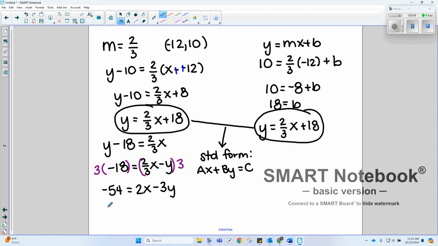Okay. Now, if you don't like the x and y on the right, you could shift it to the other side. Okay, but standard form would look like 2x minus 3y equals negative 54.